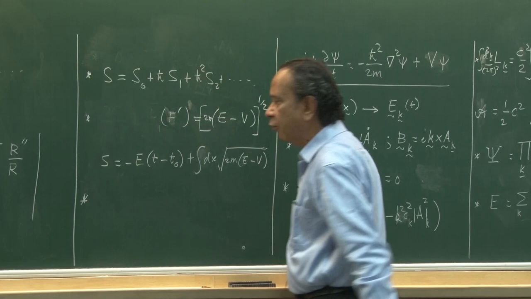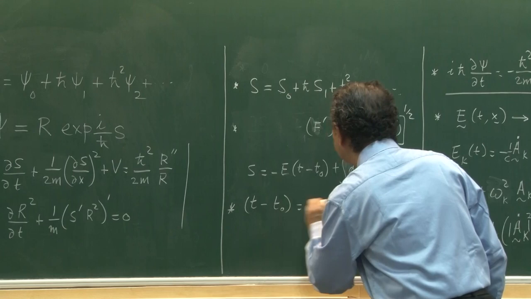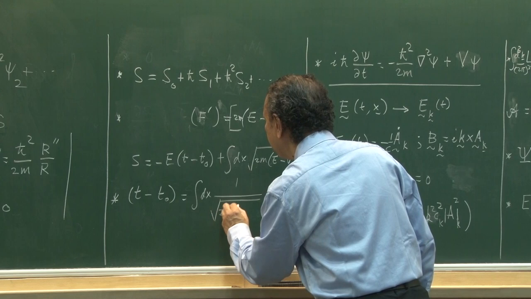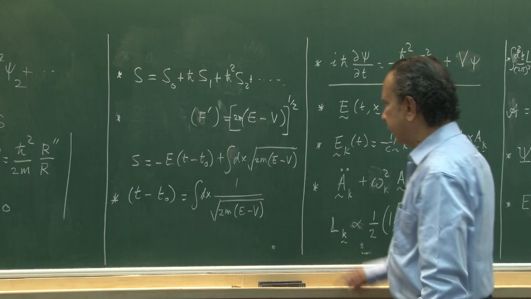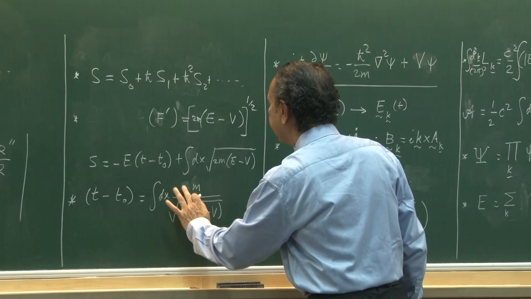So dS by dE here will give you minus t, and I put it on the left hand side. This is equal to the differentiation of this with respect to E. So I get first 1 upon the square root of 2m into (E minus V of x), then the derivative of that, which is 2m, then E. There is a half, yes, half of this whole to the minus half into this. Okay? So this is what you get.